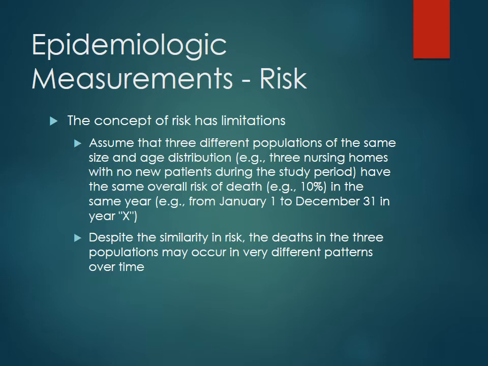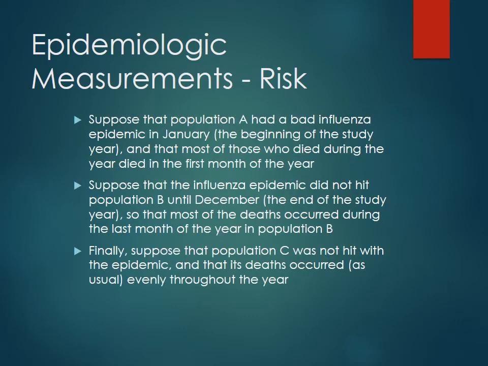We're looking at the same year, say from January 1st to December 31st of year X. And we'll see that despite the similarity in risk, because they all have 10%, so if you had 100 patients, how many should be alive at the end of the year? 90, exactly. The deaths in the three populations may occur in very different patterns over time, as we'll see.